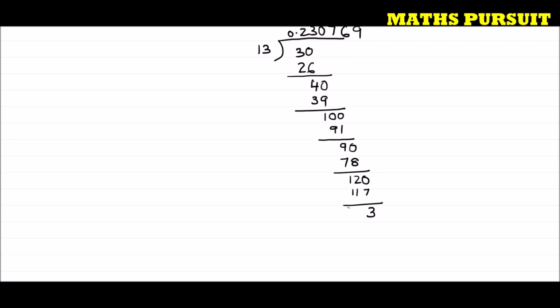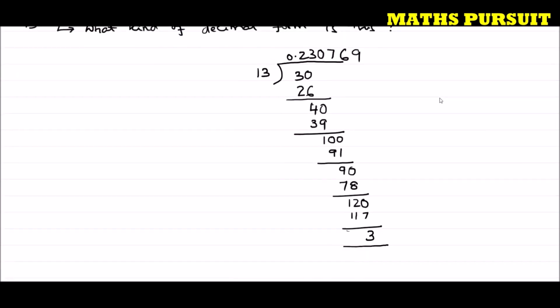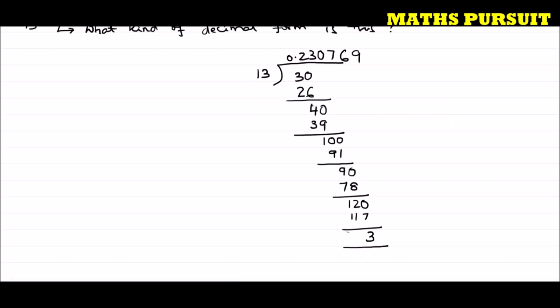So we can stop our calculation here. As we are getting 3 here, we can stop our calculation. Why? Let me explain. If you look here, we started with a 3, and again we are getting a 3. That means our answer will get repeated from here. If we continue, we will get 0.230769, and again it will start repeating, 230769. So like this it will continue repeating.